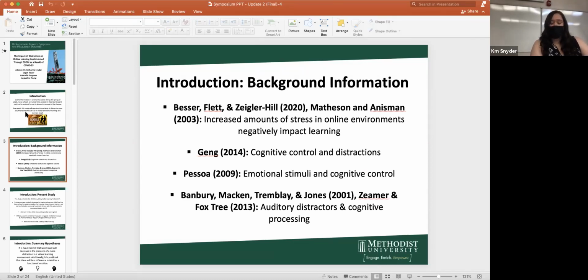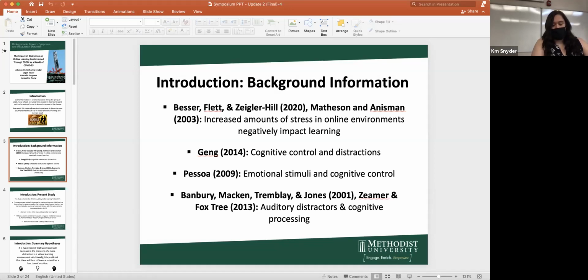So our study utilized some background literature to provide more contextual evidence for our hypotheses. According to Besser, Flett, and Ziegler-Hill, as well as Matheson and Anisman, increased amounts of stress in online environments can negatively impact learning by decreasing a person's ability to truly intake information. This is supported by Gang's research in the negative impact distractions, which are forms of stressors, have on cognitive control, which is a person's ability to control what their focus is on.